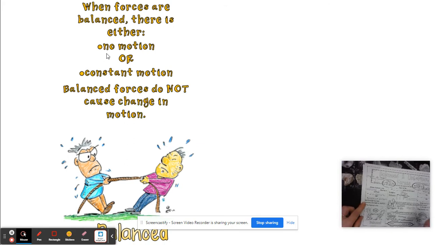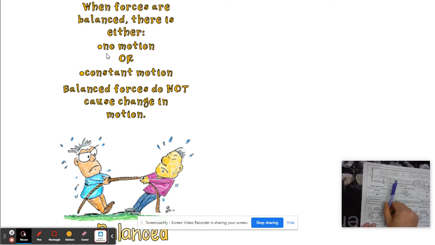Balanced forces do not cause change in motion. Remember, this is a balanced force if it's moving in a constant way. It's not going this way, because then it would be unbalanced. And besides, what would make it go this way? A different force, okay? So balanced forces do not cause change in motion. Or if this is a balanced force, it's still not causing a change in motion.